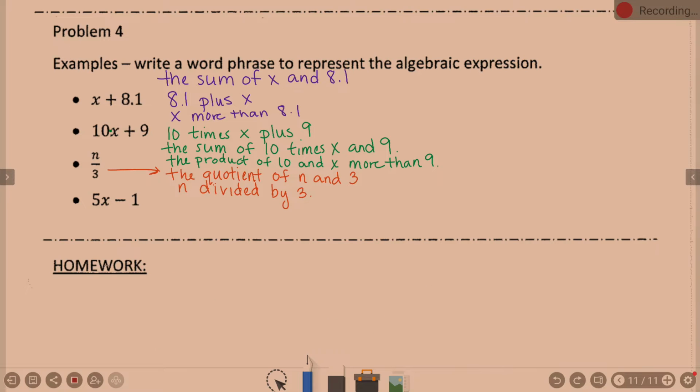Okay, one more. The 5, the x, that symbol, and that 1. I want to ask Jason here. Jason? You got any thoughts of how you would read this one? Can you give me a try here? You don't know?